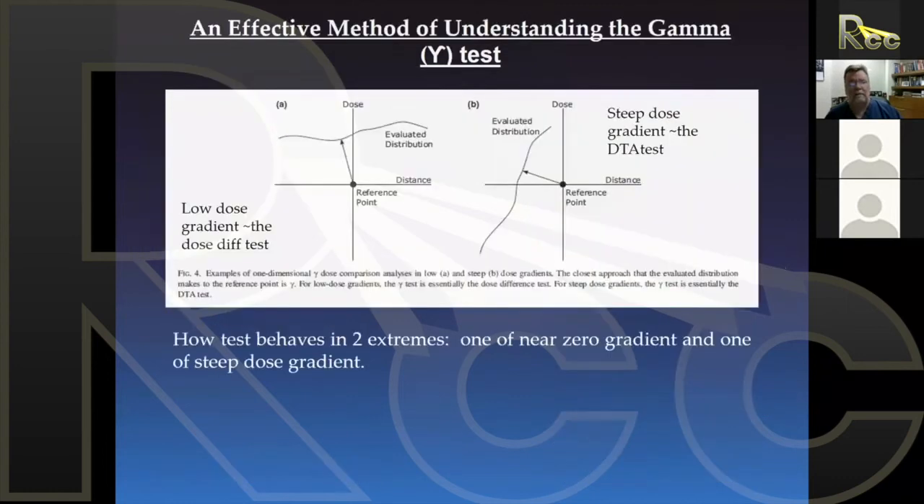So an effective method of understanding this gamma test, which was really just a combination of the dose difference and DTA tests, is to look at them in the extremes where you're setting one to zero, or the other. So here in the low gradient region, here's our reference point. And you can see here, we have a very low dose gradient. This test defaults to the dose difference test. Steep dose gradient here defaults to the distance to agreement test. This is by setting one to zero. So what does this mean?